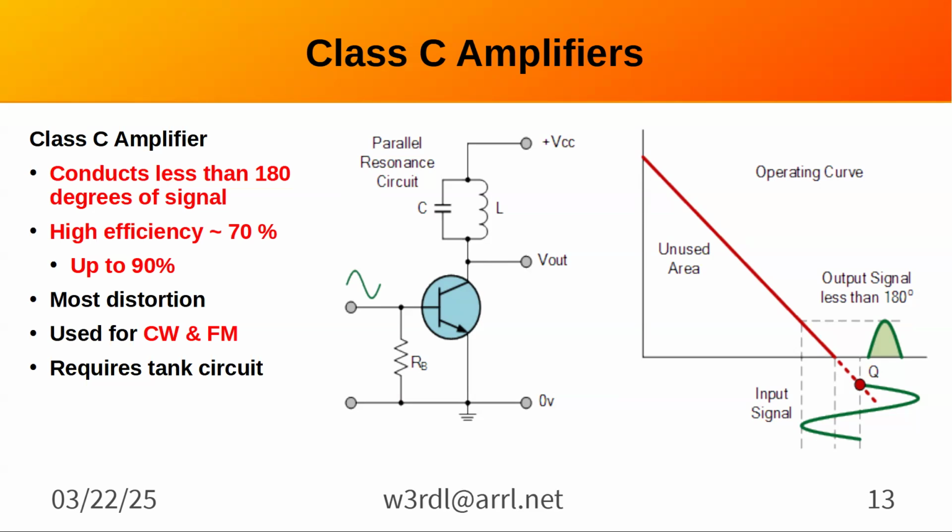Essentially, you're pulsing that tuned circuit in the output and keeping it oscillating. So it's a tuned circuit, narrow bandwidth, not a wide band amplifier. And like we said, you can use it for CW and FM. It doesn't work too well on single sideband or AM.